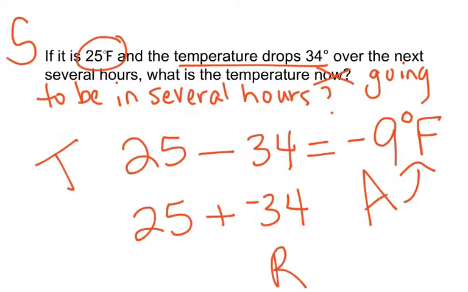Then we're going to review that. If we're at 25 degrees and we drop 25, we'd be down to 0. But we're going to go even past that because we're going to drop more than 25 degrees, so we will be in the negatives. And so that answer looks reasonable. It's negative 9 degrees Fahrenheit.